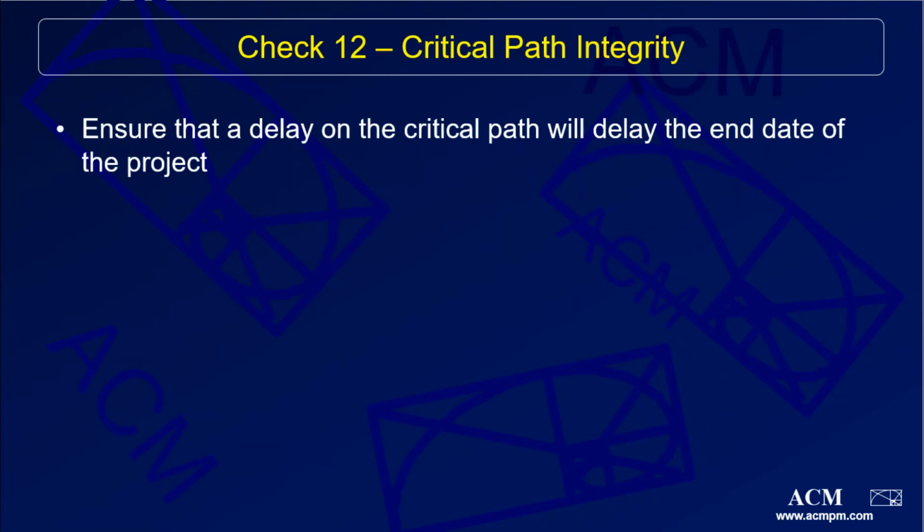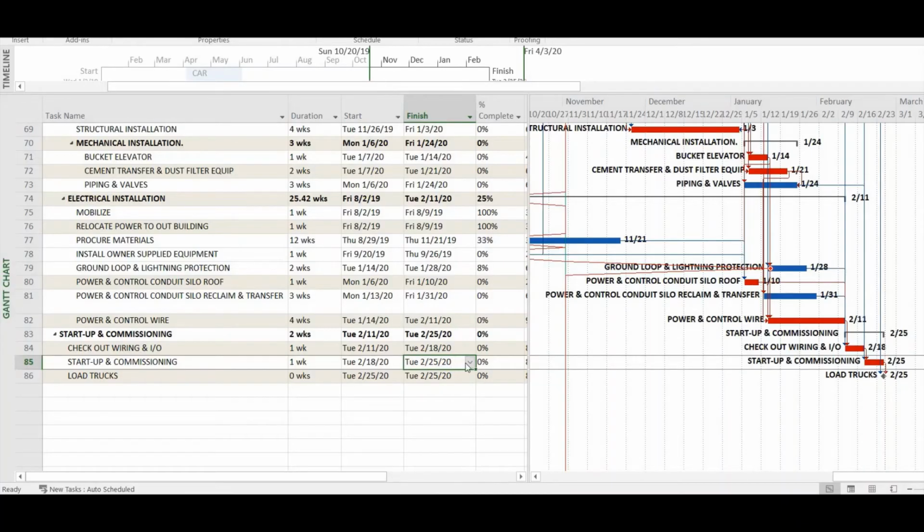Check number 12 is a critical path integrity test. This can easily be checked by adding in a delay to a critical path activity, ensuring that it will in fact change the end date of the project.